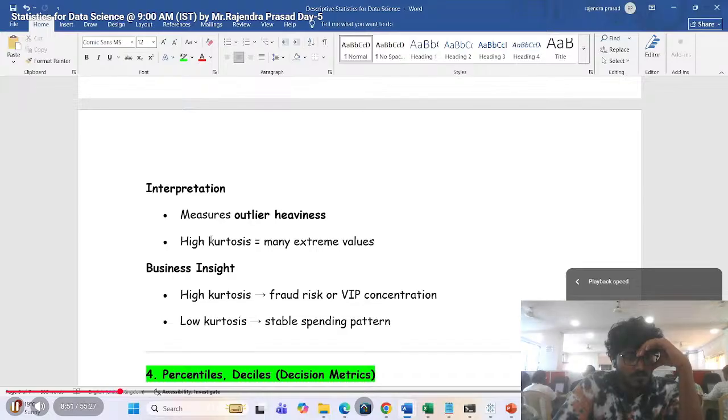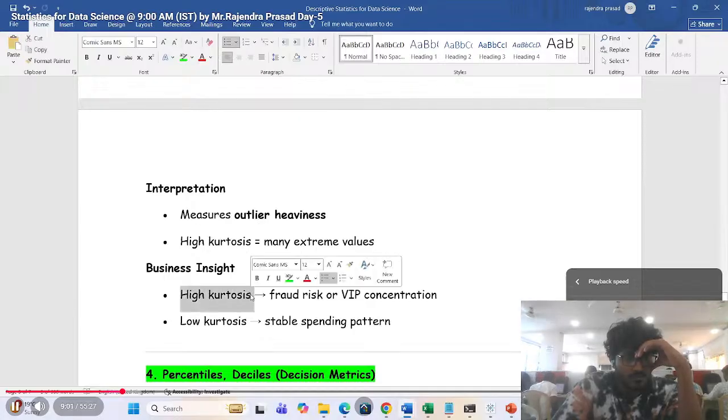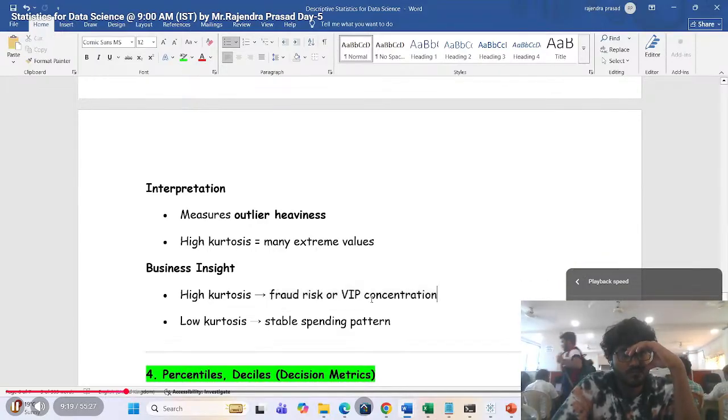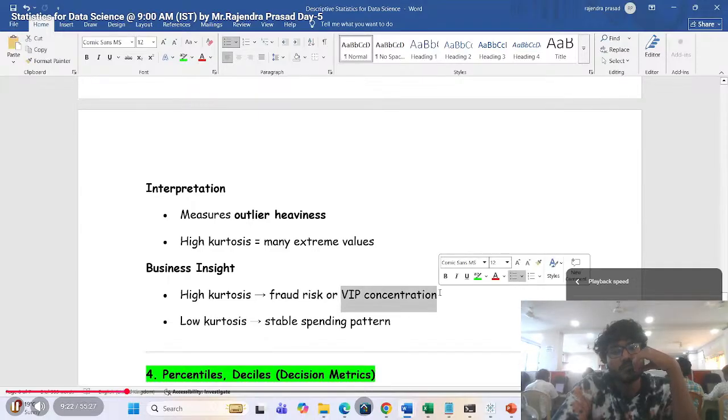These three are more than enough to identify the outliers. Just by looking at the kurtosis, we take only one statement: if you have a high kurtosis value, which is more than 3, a very large number, then there is fraud risk or VIP concentration. It means there is a high chance of risk in whatever decision you are going to take. Okay, and also you are going to have a lot of VIP concentration. So that's what you can see.